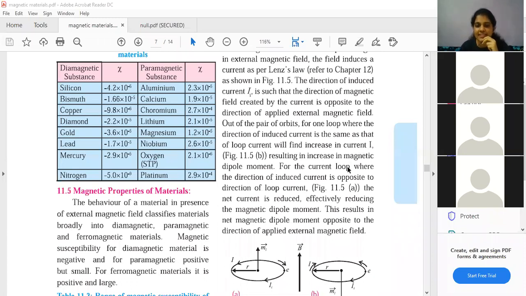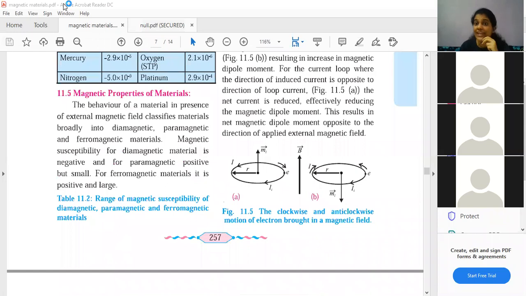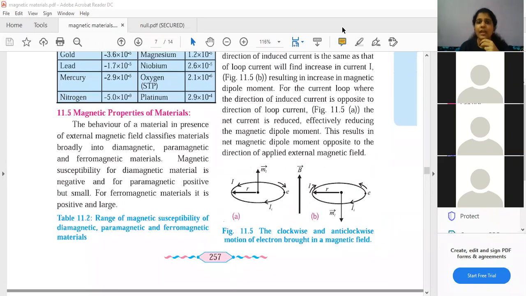Okay, you all can see that in the second diagram, where the electron is moving in anti-clockwise direction, the induced current and the original current are in the same direction. So if they are in the same direction, they will be added up, right? It is very obvious. If they are in the same direction, I plus I subscript I, they will be added up. Okay, fine. So it means that the current increases, which will result into increase in magnetic dipole moment. So this increasing current will result into increase in magnetic dipole moment.